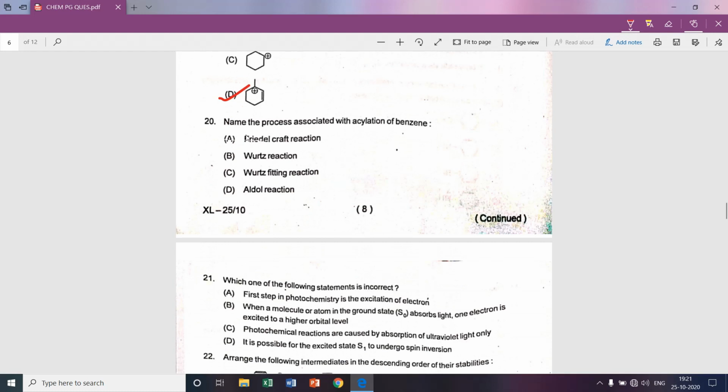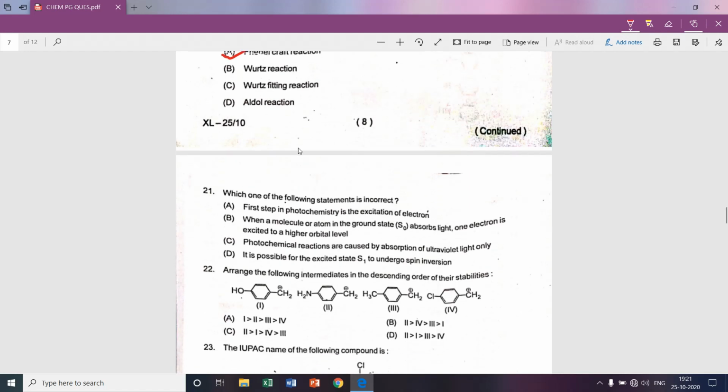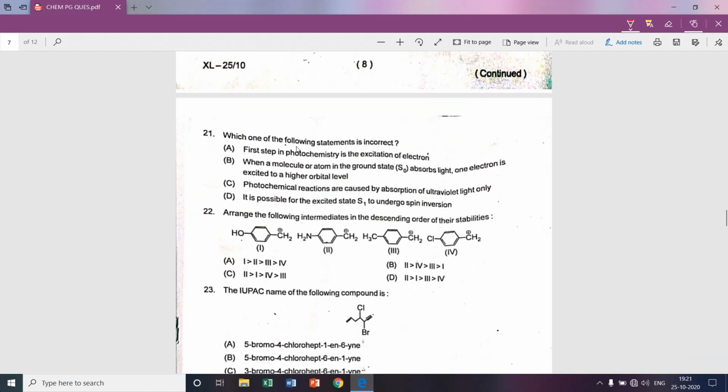Then number 20. Name the process associated with acylation of benzene. It is a +2 based question and a very easy question, and your answer will be option A, that is Friedel-Crafts reaction.